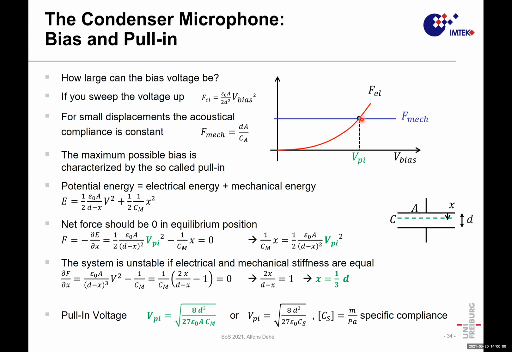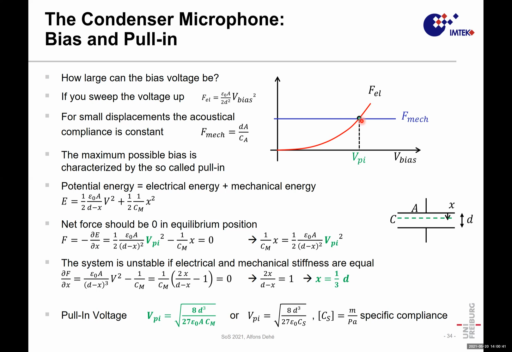And if you run over this point, the electrical force is so high that the membrane will collapse. Collapse means it hits the back plate and then it's not functioning anymore. So we call this the pull-in voltage. We want to derive at which voltage we have this equal point. And then afterwards we say, okay, we need to respect our design below the pull-in voltage. So whatever we bias our microphone, it must be with a certain distance against this critical point.